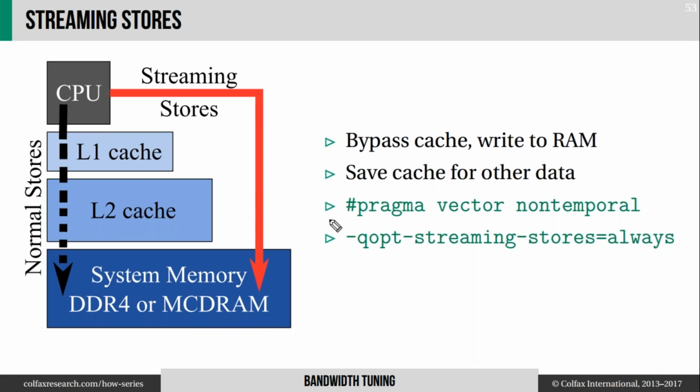To request streaming stores, you can use the directive pragma vector non-temporal before your loop, or on the level of a single file, you can use the argument qopt-streaming-stores always.